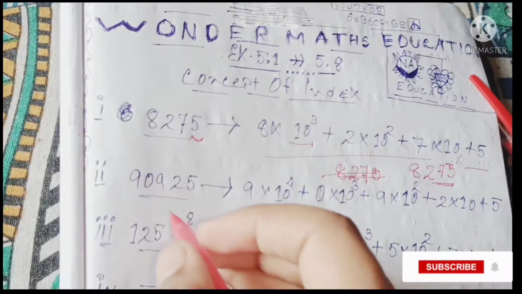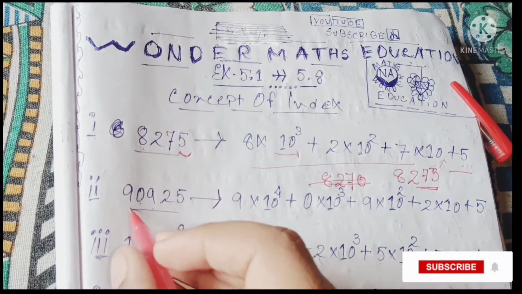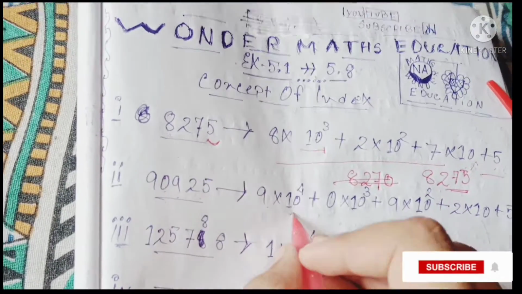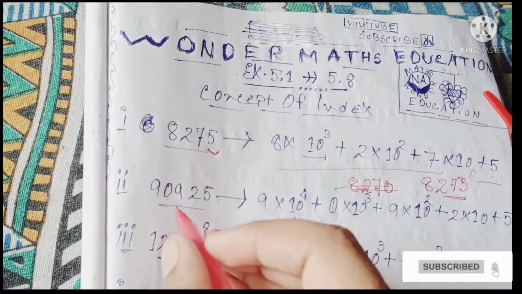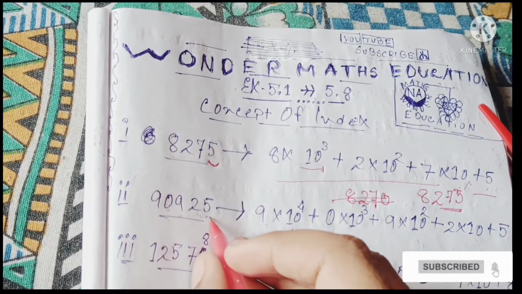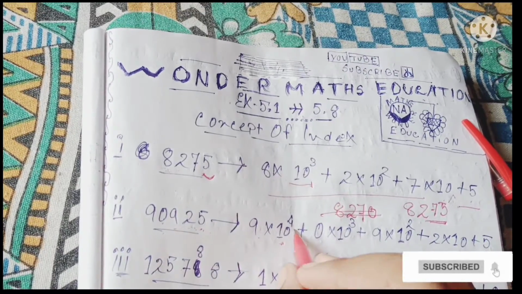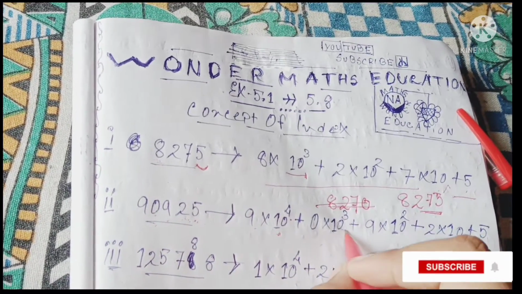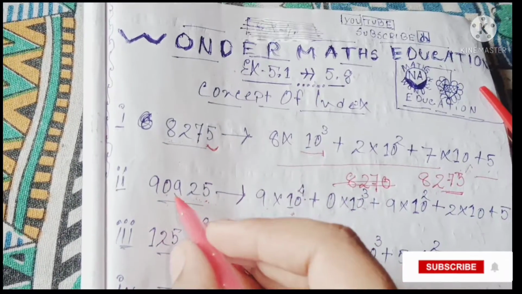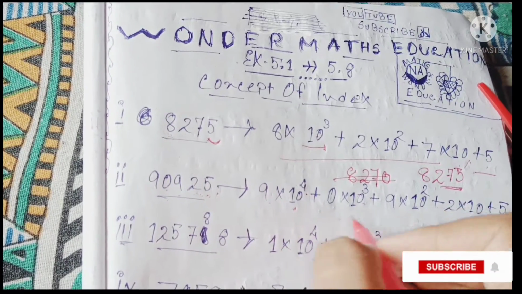Then I am shifting to Roman 2, that is 90925. Here, how many digits are there? 1, 2, 3, 4, means 10 to the power 4. In this chapter, concept of index, you have to remember one thing: however the numbers are going, the power of ten is to be written in descending order. Now see, here is 10 to the power 4, and here 10 to the power 3, meaning the index is decreasing, not increasing, and so 10 square and 10 will also decrease.